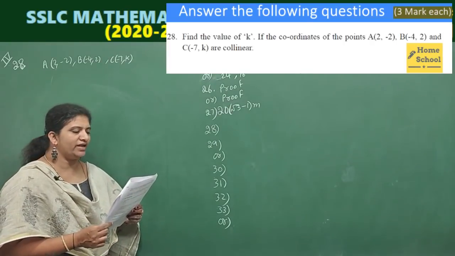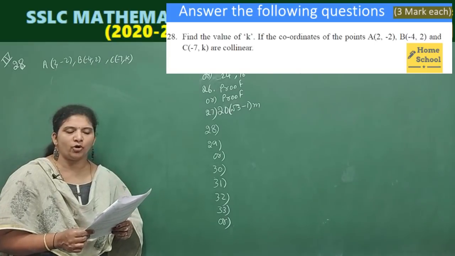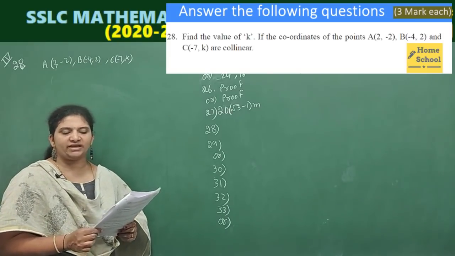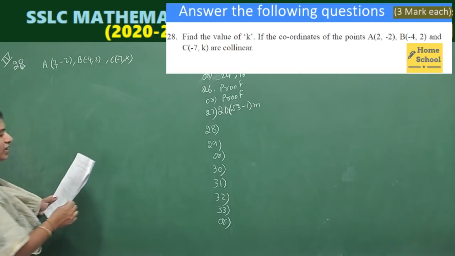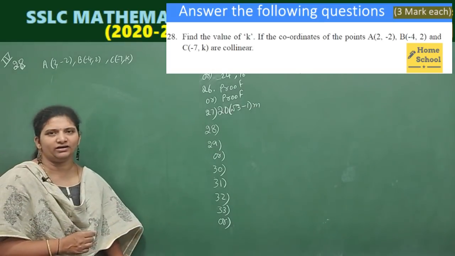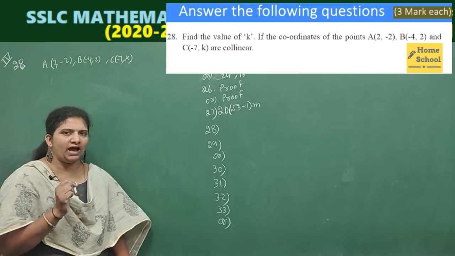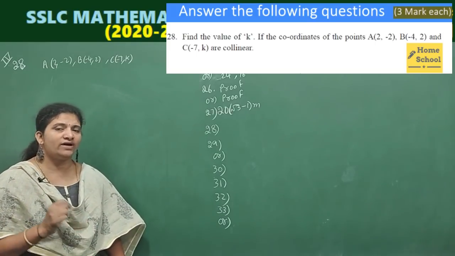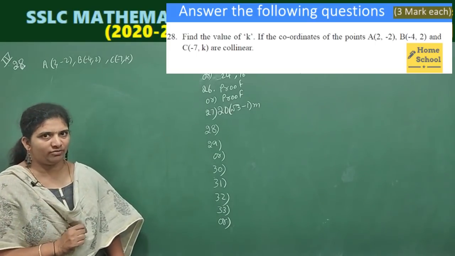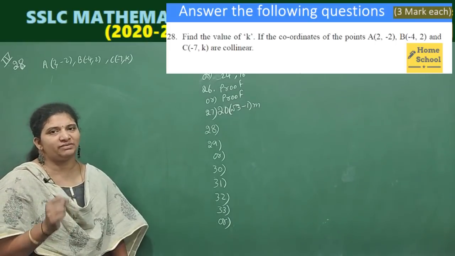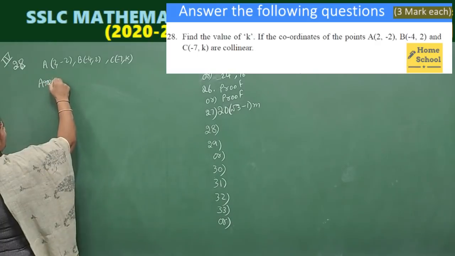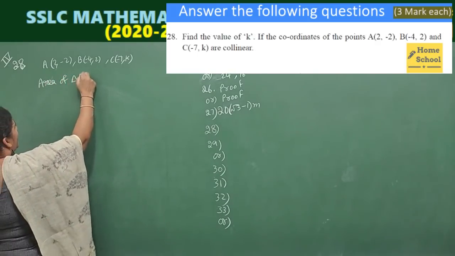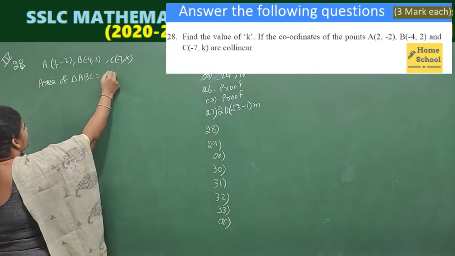28th problem. Find the value of k if the coordinates of the points A (2, minus 2), B (minus 4, 2) and C (minus 7, k) are collinear. Do you remember, children? If they are collinear, where you have seen this problem in coordinate geometry, area of triangle will be equal to 0. Therefore, area of triangle ABC equal to 0.